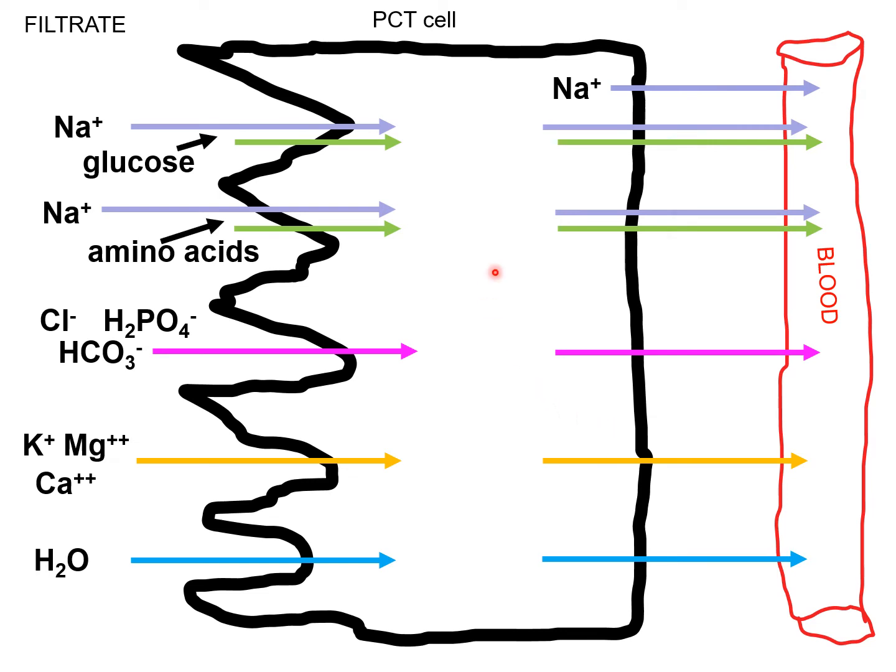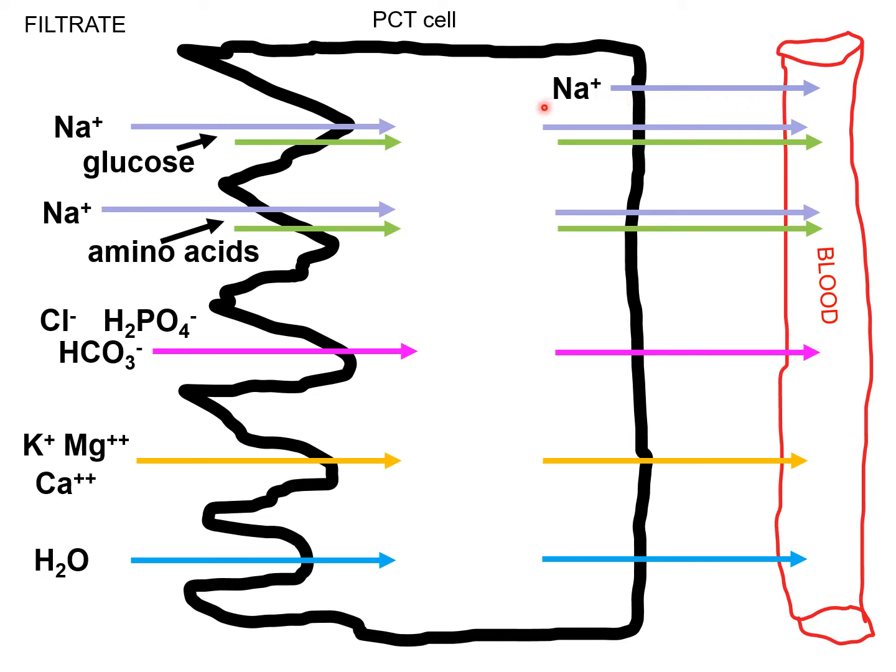So here is my sketch of a proximal convoluted tubule cell. Here's the filtrate, and here's our target. We want to move all this useful material for the body back into the blood. This goes from top down. The sequence of events, the first action is active transport, pumping of sodium from the base or bottom of the cell into the interstitial fluid, and this sodium will be entering into the blood.